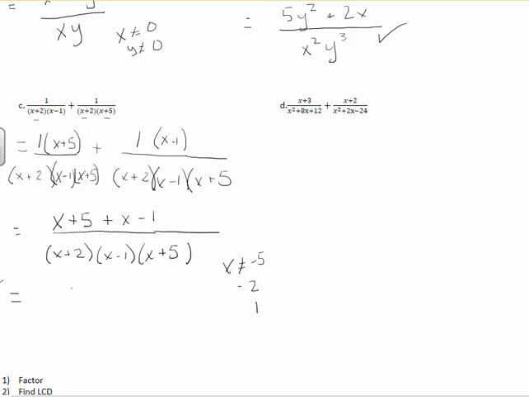So I can add and subtract my like terms. x plus x gives me 2 x's, and 5 minus 1 is equal to 4. Again, we write out our denominator.